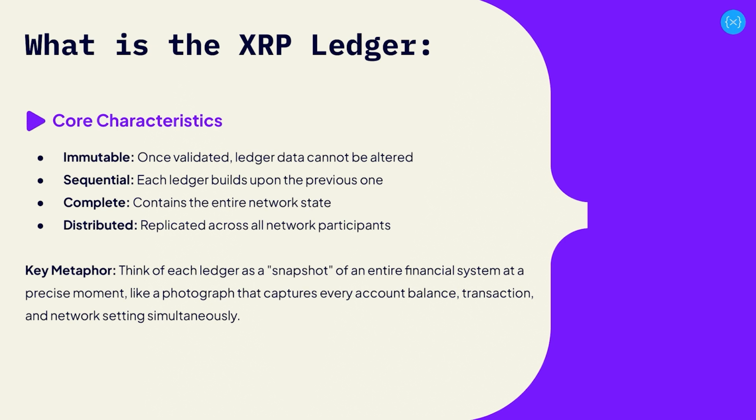It's sequential. Each ledger builds upon the previous one. It's complete, so each ledger contains the entire network state. It's also distributed and replicated across all network participants.